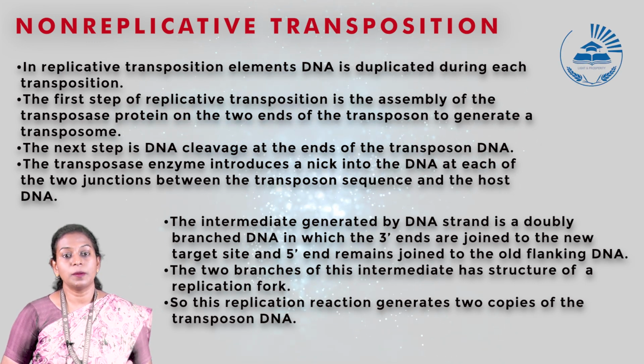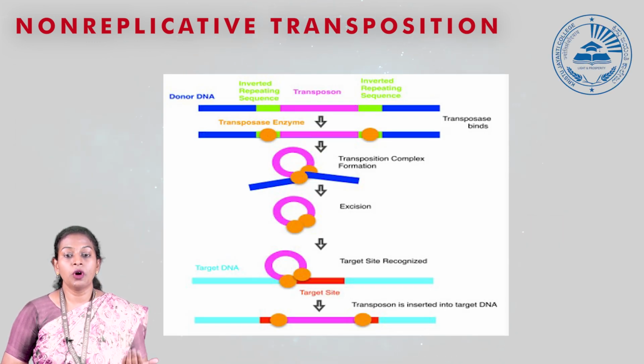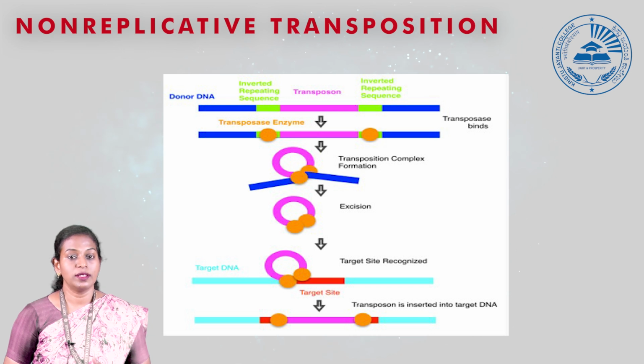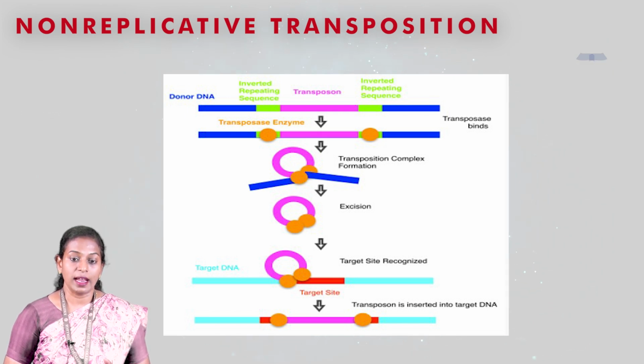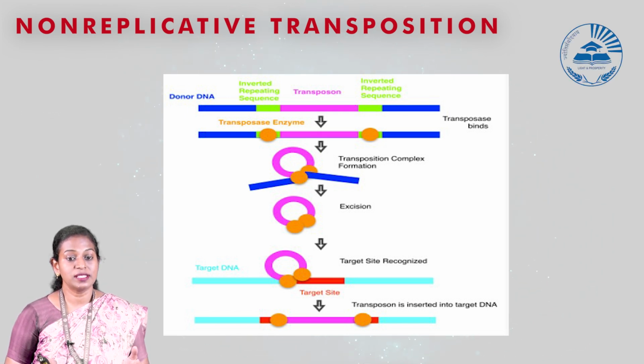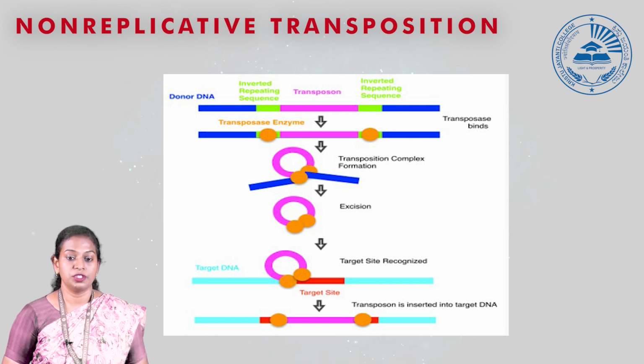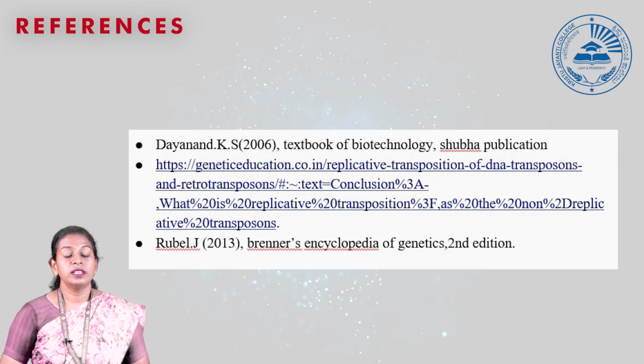This is a pictorial representation showing you the non-replicative transposition. As you can see, the transposon is being excised with the help of the transposase enzyme, and it is being inserted into the target site, which results in a successful transposition. These are the references.